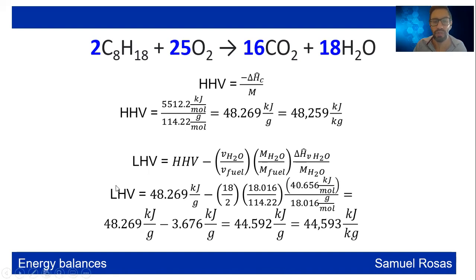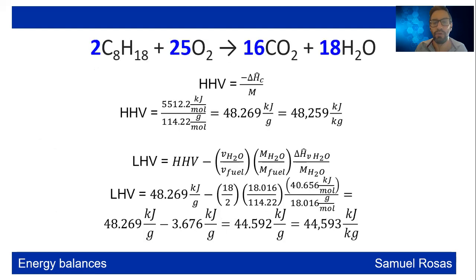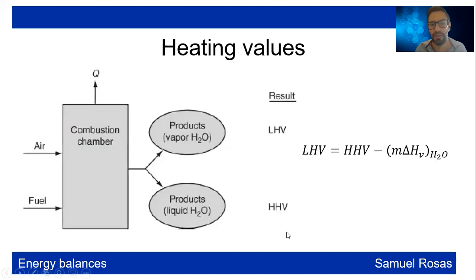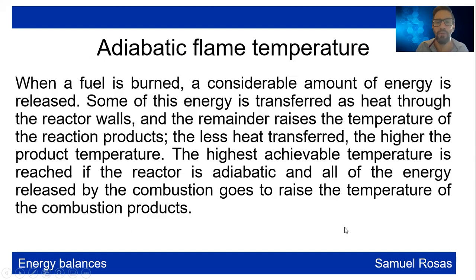And remember, once again, the high heating value is when the water product is liquid, but if it is in vapor, you need less enthalpy, which means that this is going to be lower, right? So the high heating value is this, once again, 48 megajoules per kilogram, let's say, and 44 megajoules per kilogram is the low heating value.